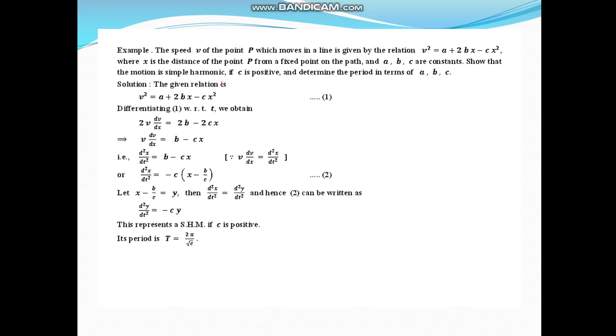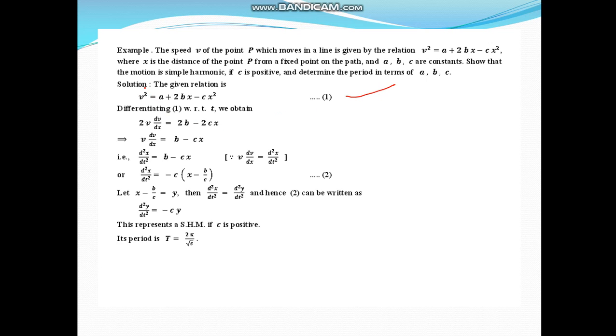Now next, the speed v of the point P which moves in a line is given by this relation, where x is the distance of any point P from a fixed point on the path. A, B and C are constants. We have to prove motion is simple harmonic if C is positive. So now it is V squared. Differentiate this with respect to t.